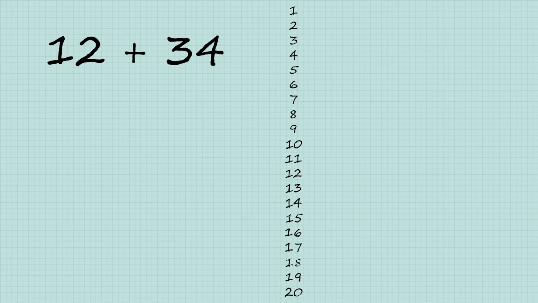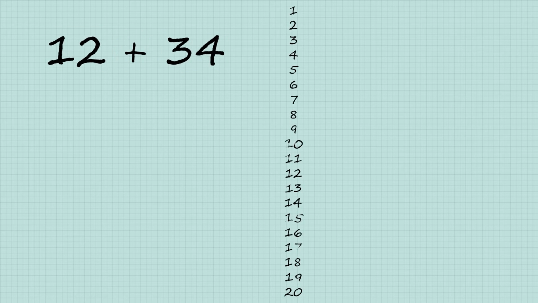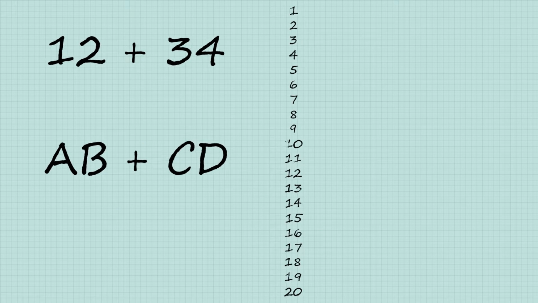You, however, inferred that this part represented the value 12, this part represented the value 34, and this symbol in the middle was an instruction to add those values together. Think of it this way: if instead of 12 plus 34, I'd put down AB plus CD, you may well have responded ABCD. But if that's the case, why isn't this 1234?